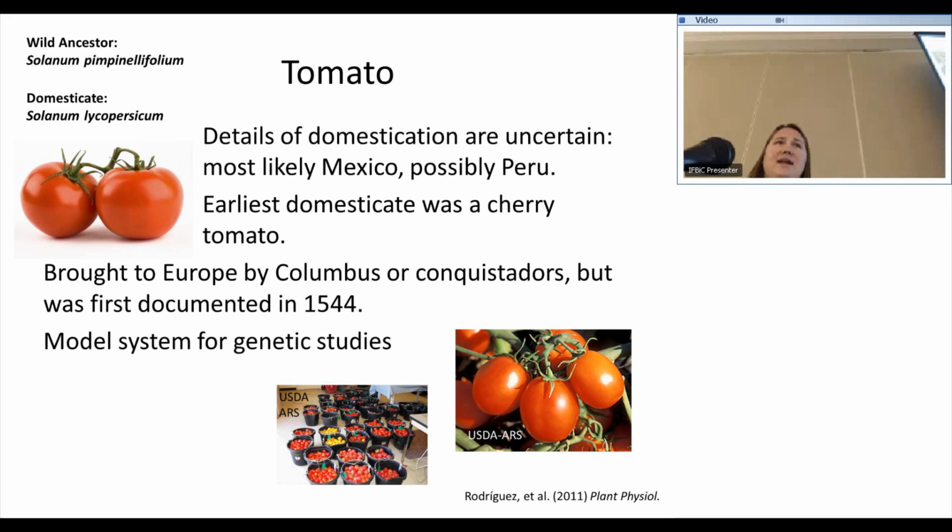The exact details of tomato domestication are a little bit uncertain. There's currently debate whether it was from Peru and moved into Mexico, or if the domestication happened in Mexico. But they are quite sure that one of the early domesticates were these little tiny cherry tomatoes related to the wild ancestor. And then it was brought to Europe by either the conquistadors or possibly Columbus himself. But the earliest record is 1544 in Italy. And again, this is a really nice genetic system to study domestication traits and variation because of the huge fruit size difference.